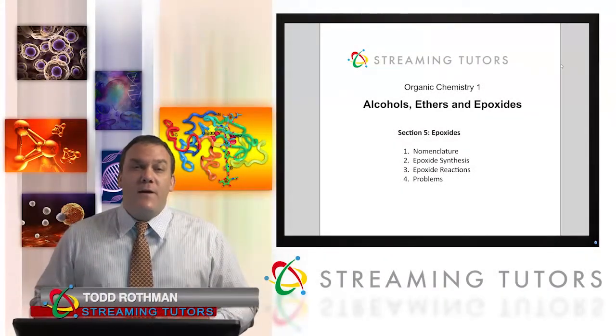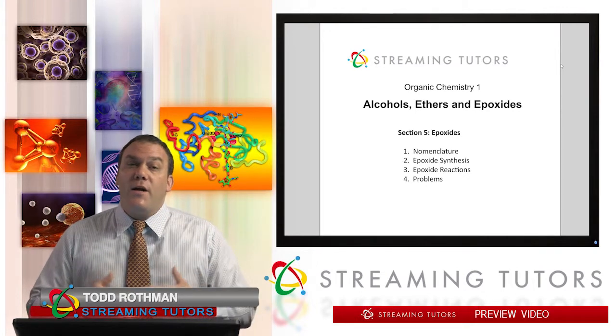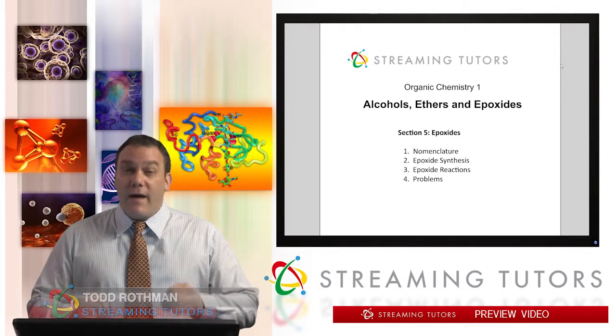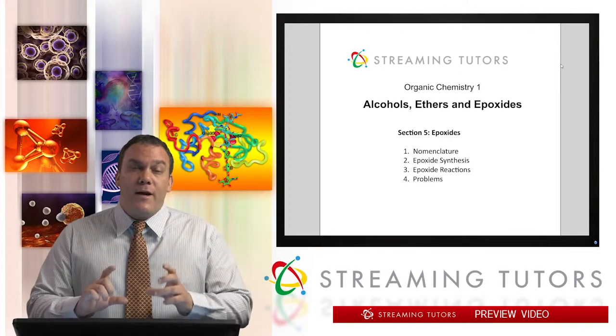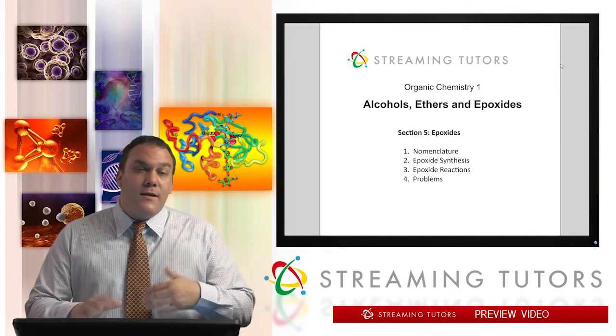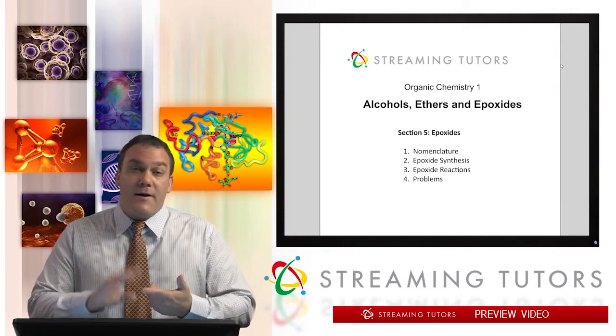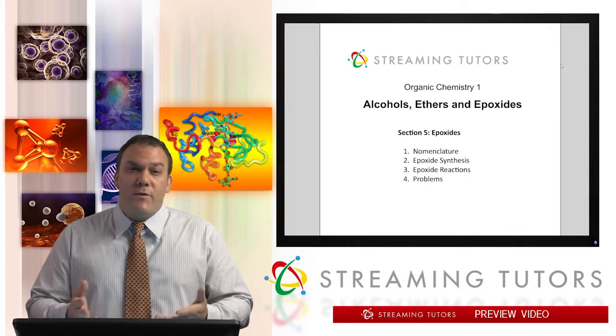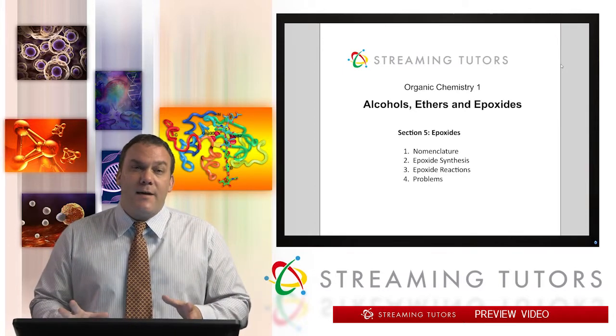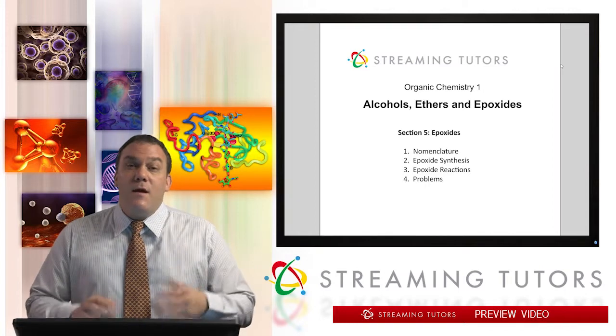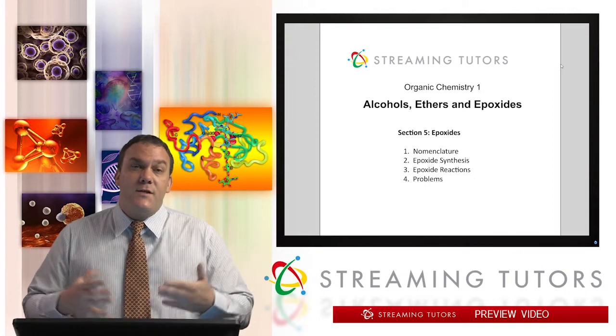My name is Todd Rothman, and in this final theory video for this chapter, we're going to go over epoxides. Epoxides are three-membered rings that include oxygen, and there are a few things we need to learn about them: how to name them, or at least be familiar with the naming of them. It's not as popular on exams, but you should know how to name them. We'll also learn about their synthesis and reactivity.